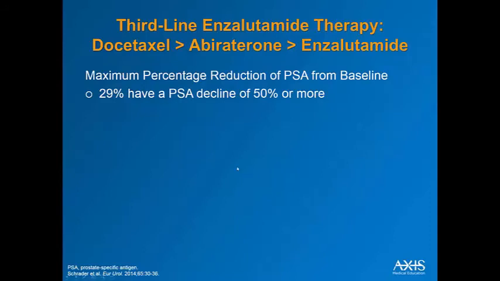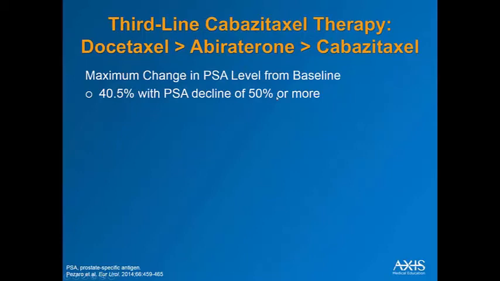If we look at third-line enzalutamide therapy, so here we have some data with docetaxel first, then abiraterone, then enzalutamide, it actually turned out with a 29% PSA decline, and so that's better than you might expect. So enzalutamide after abiraterone is probably a little more active than the opposite. So that gives us a little bit of insight.